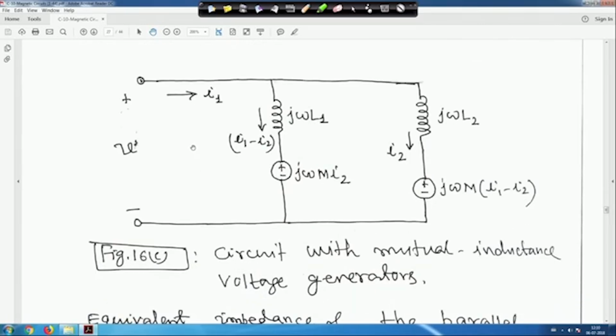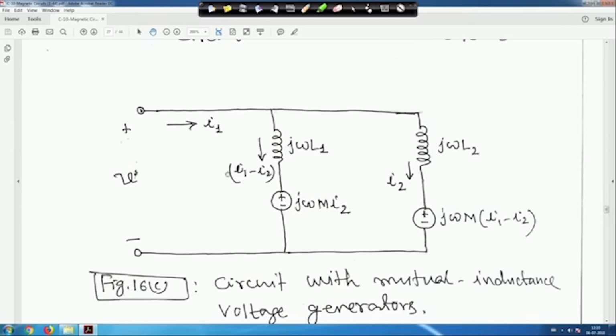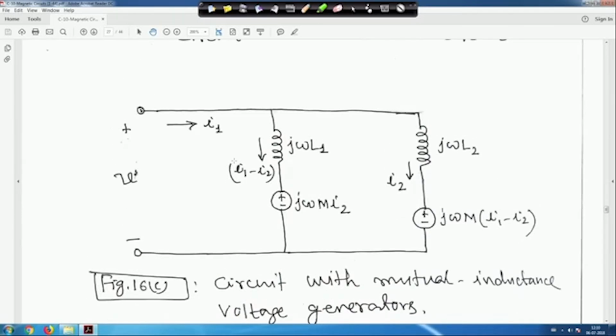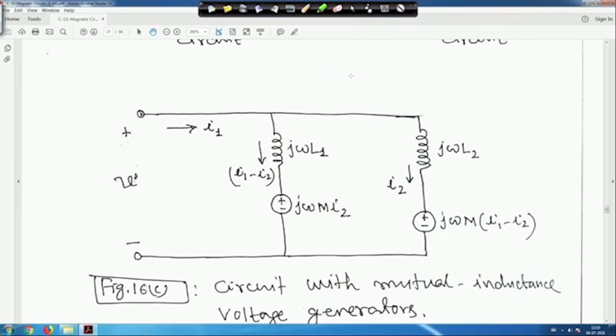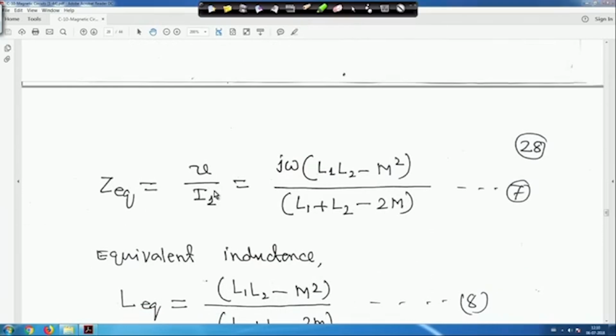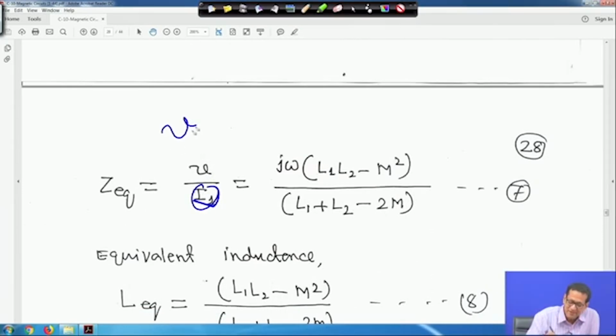Now there are two meshes. What you can do is try to find V upon I1. Apply KVL here and here, and solve for I1 and I2. I am giving you the final solution so some time will be saved. In this case, if you solve it, it will be V upon I1. Here it is capital I1, by mistake I wrote a capital N.